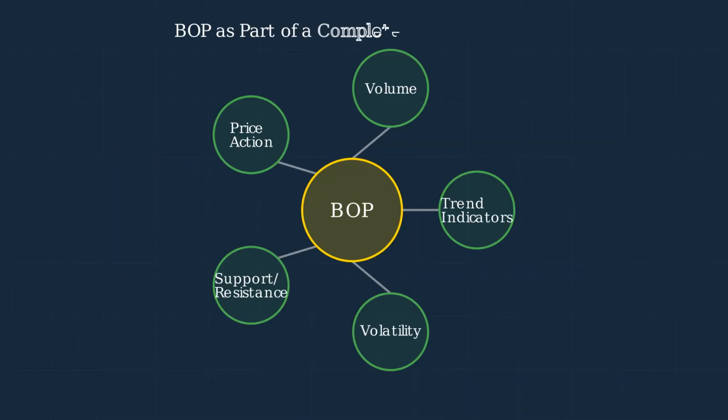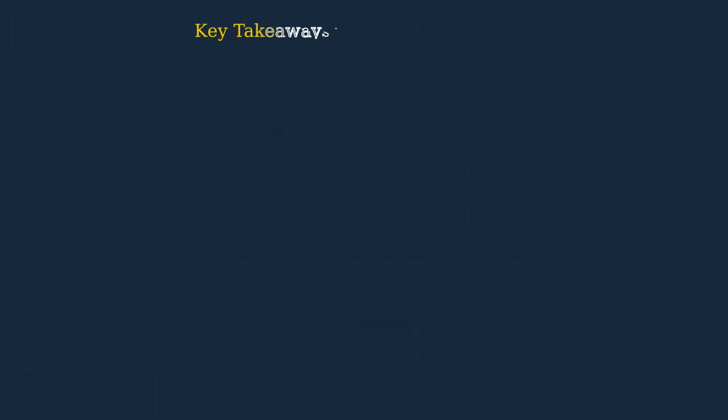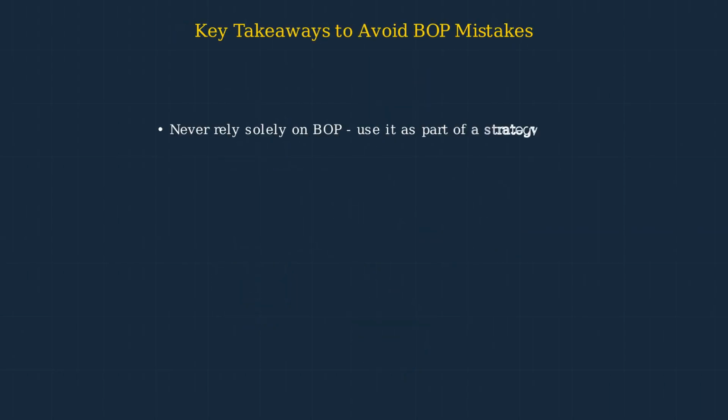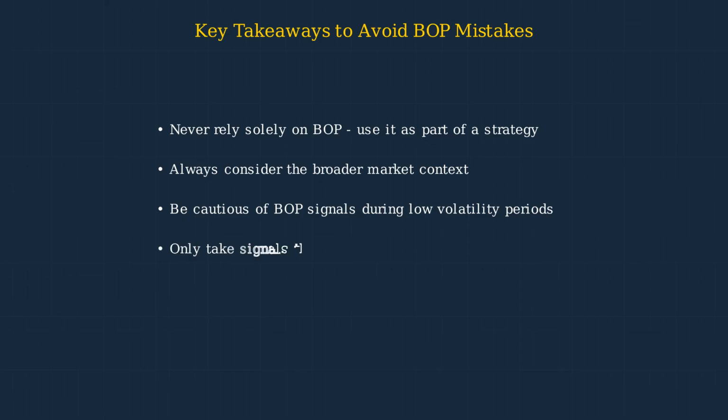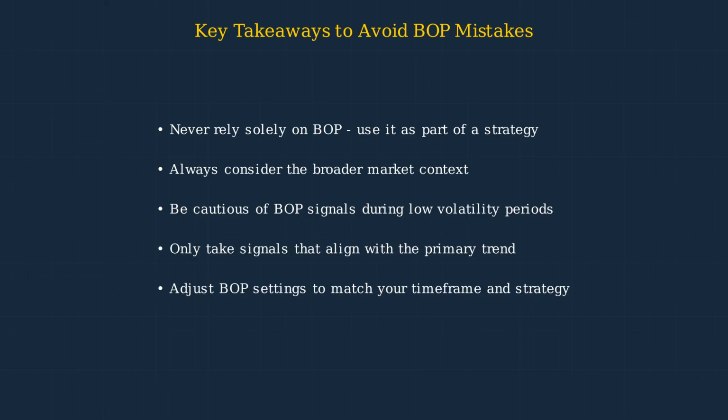The key to successful BOP trading is using it as part of a comprehensive approach. Combine it with other indicators and always consider the market context. Remember these key points to avoid common BOP indicator mistakes. Never rely solely on BOP. Consider market context. Be cautious during low volatility, trade with the trend, and use appropriate settings.